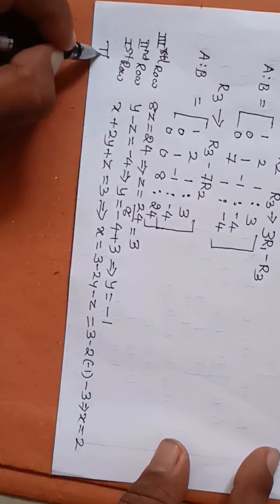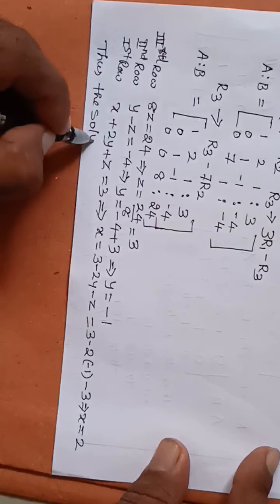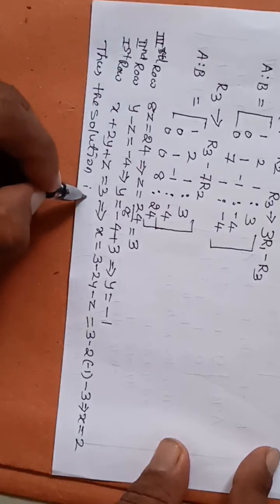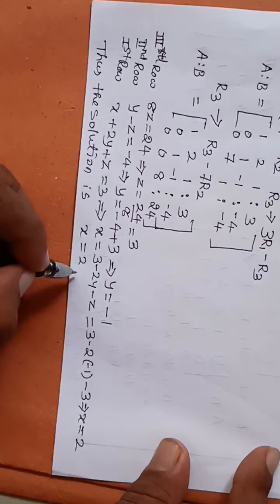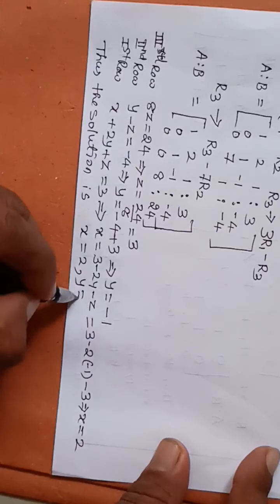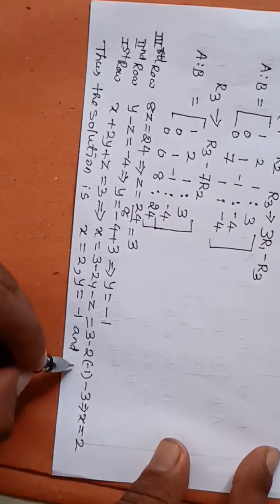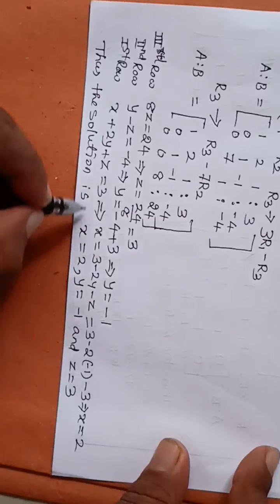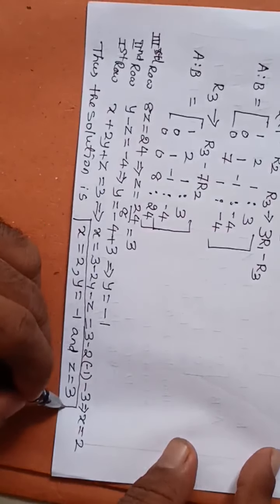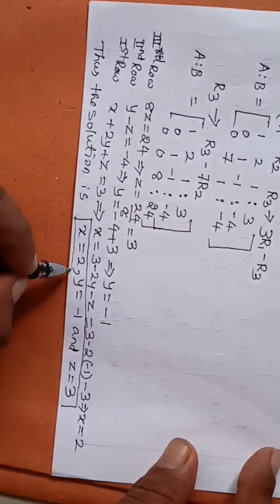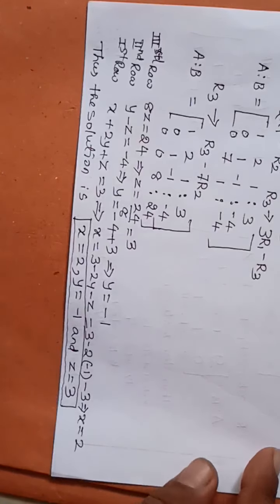Next, simply you write: thus the solution is x is equal to 2, y is equal to minus 1, and z is equal to 3. I hope you understood this problem. Very simple problem, Gauss elimination method. Very important problem.